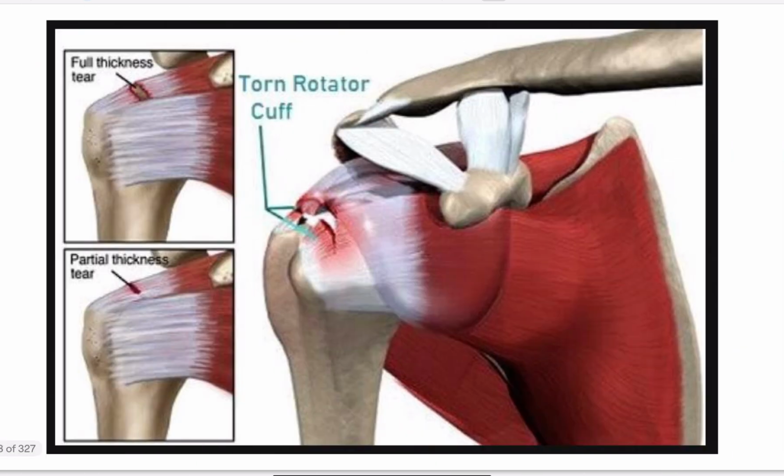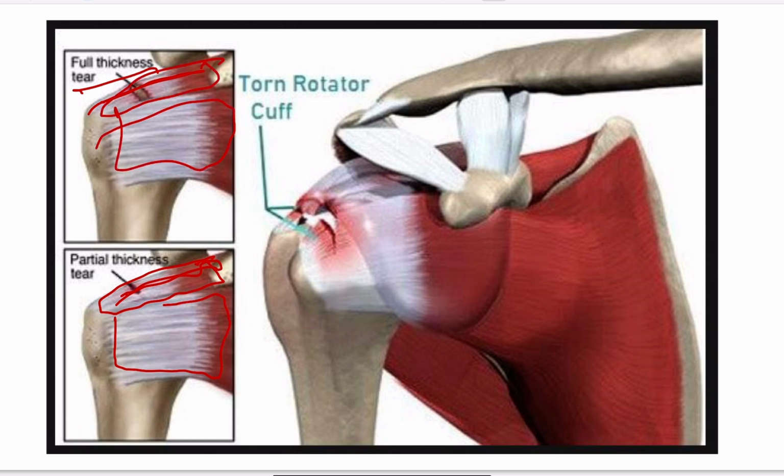Here we can see another picture. This is a full thickness tear of the supraspinatus. Here is a partial tear of the supraspinatus. This one is the supraspinatus. Here this one is also the supraspinatus, and below it anteriorly is the subscapularis. This image shows a tear of the rotator cuff including the supraspinatus and also the subscapularis.